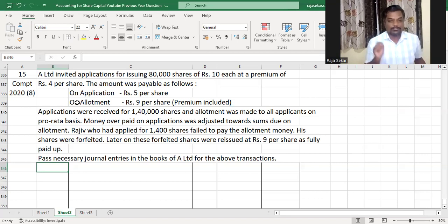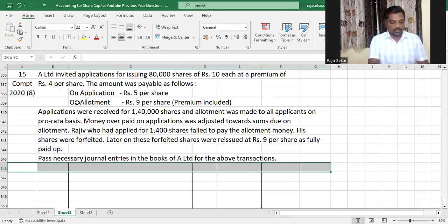Rajiv, who had applied for 1,400 shares, failed to pay the allotment money. So we don't know the number of shares that are being held by Rajiv. They have only given us the number of applications made by Rajiv. As we have already discussed, the number of applications made by Rajiv will not be equal to the number of shares held by Rajiv when pro rata allotment has happened. He would have got fewer shares than the number of applications that he has made. So we'll have to find out the number of shares held by Rajiv. His shares were forfeited. Later on, these shares were reissued at 9 per share as fully paid. So let's start solving the question.